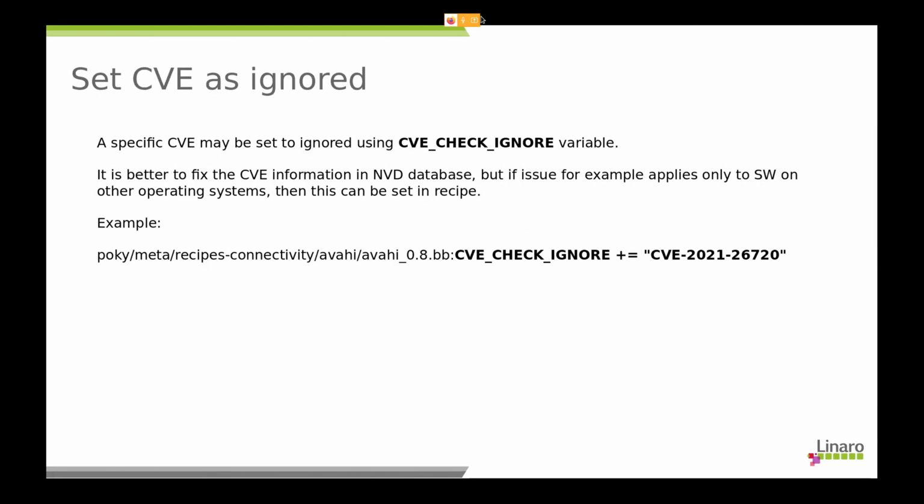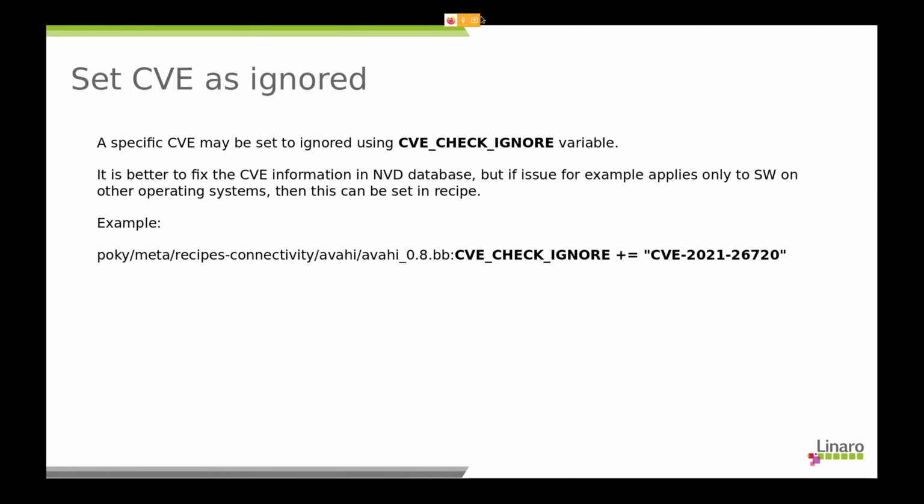So if CVEs can be patched, they can be unpatched or ignored. So basically, if after analysis you want to set the CVEs as ignored because, for example, it applies to a different operating system completely, so it doesn't affect Linux at all, it affects only Windows or OS X, then this is an example of how to set the CVEs ignored. This variable is set in the recipe, and usually there's a comment in the recipe as well as to why this is set in such a way.